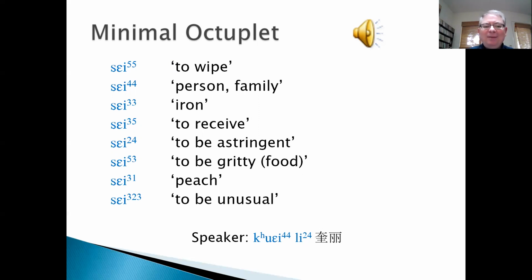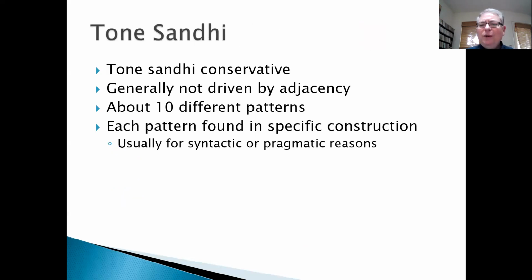That was spoken by Kwei Li, my good friend and project assistant. Now, with the toneme inventory this large, you might expect quite a lot of tone sandhi. For those of you who are not familiar, tone sandhi is the process by which two tones, if they're the same tone and they come together, one of them may be required to change. That's the kind of widespread tone sandhi we see all through the Chinese languages. We don't find that in Khatso. Instead, tone sandhi is rather conservative.